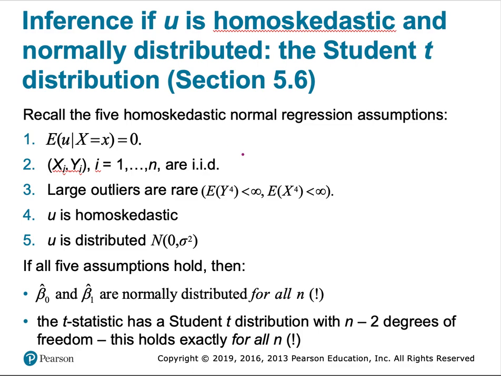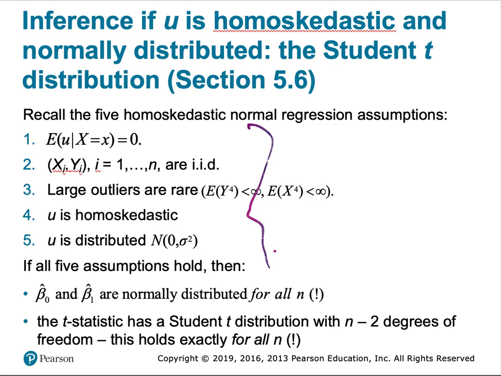Recall that we have these 5 assumptions. We have added 2 assumptions to our list of assumptions that we are making about our least squares analysis to help us develop an estimator. We have added that we are assuming that u is homoscedastic and that u is normally distributed with a mean of 0 and variance sigma squared.